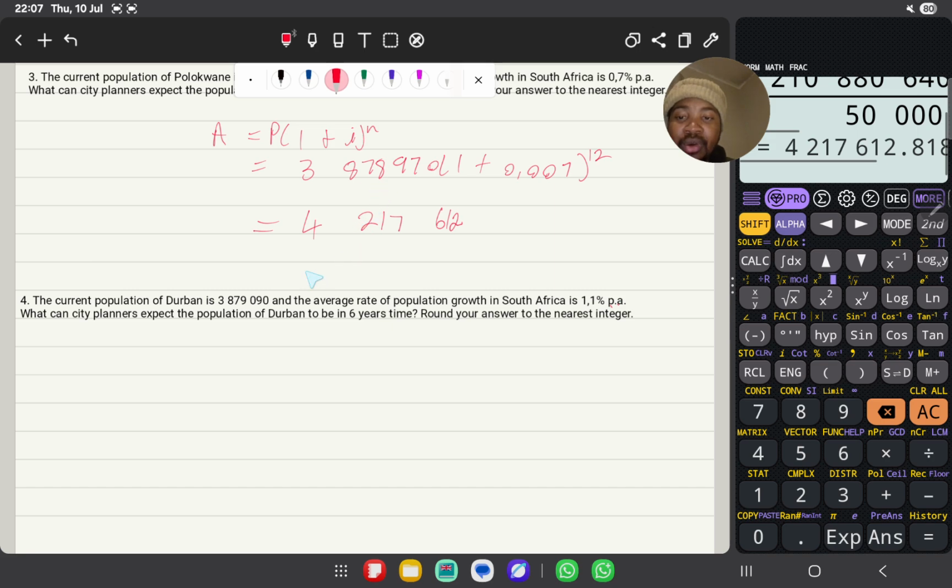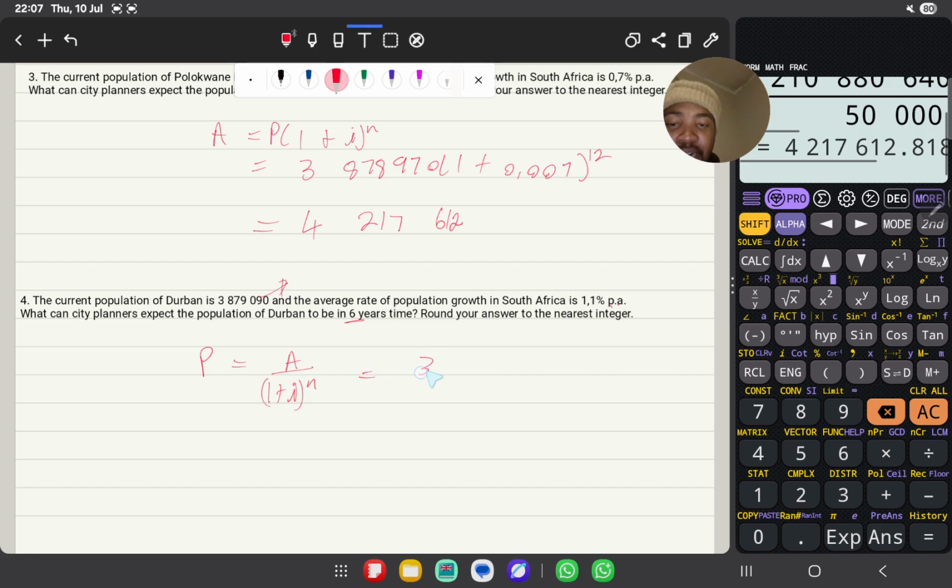But I could say now, if this was the population now, what was the population back then? Right, then you'd understand. Now we're trying to find P, which is A divided by 1 plus I. So now I'm saying this is the population now. What was the population 6 years ago? That's what I'm trying to find. So I'm not doing this question.